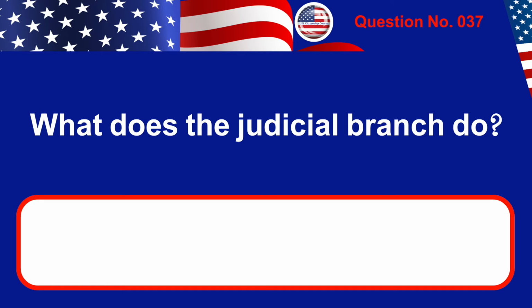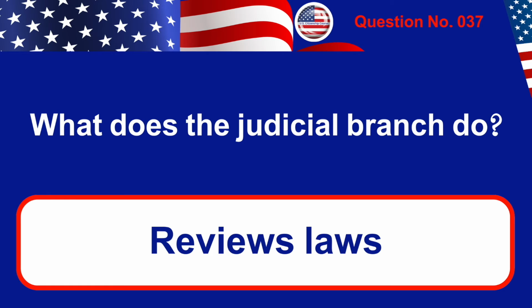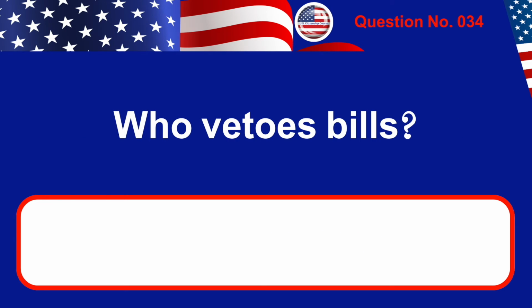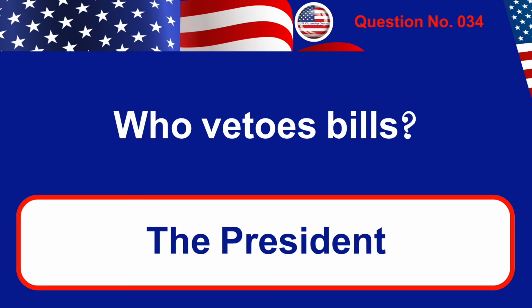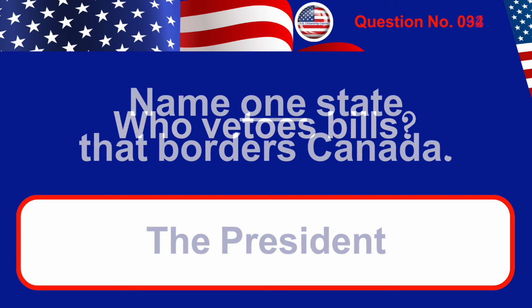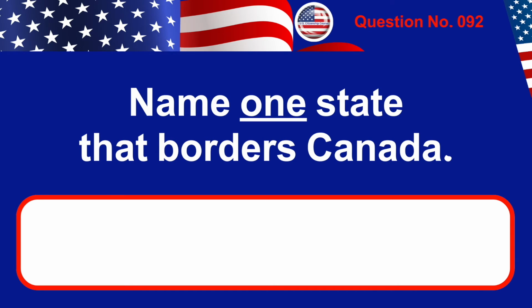What does the judicial branch do? Reviews laws. Who vetoes bills? The President. Name one state that borders Canada. New York.